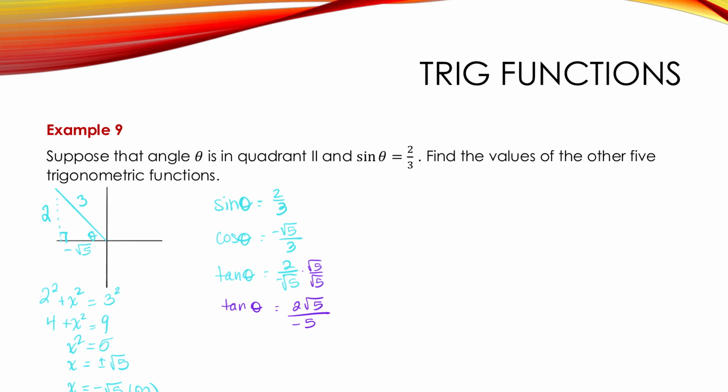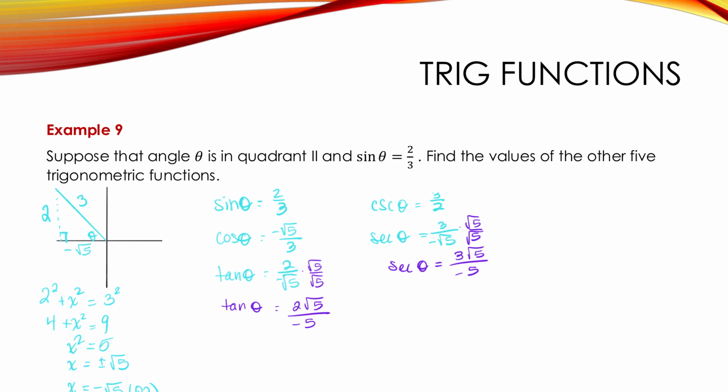Let's keep going. 1 over sine is cosecant. So cosecant of theta is 1 over 2/3, which is 3/2. 1 over cosine is secant theta, so that would be the reciprocal of negative root 5 over 3, which will become 3 over negative root 5, which again, if we rationalize our denominator, we end up with secant theta being 3 root 5 over negative 5.